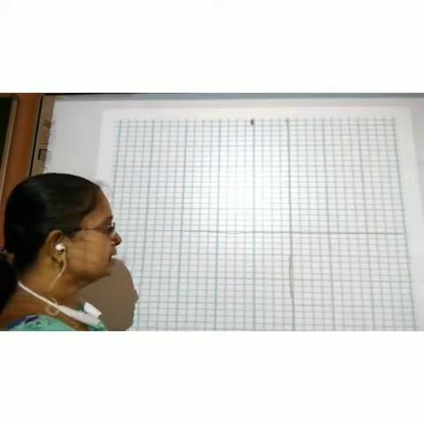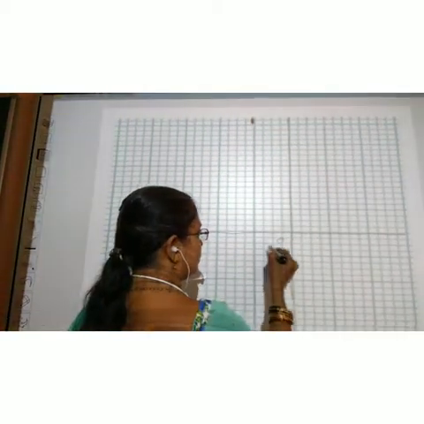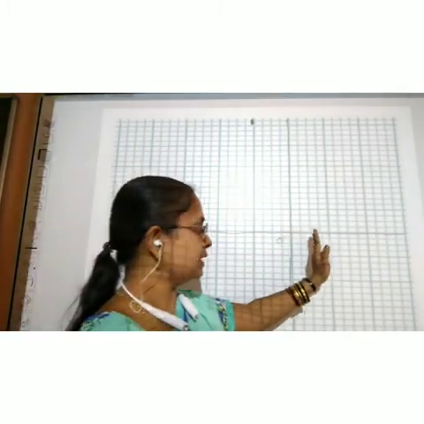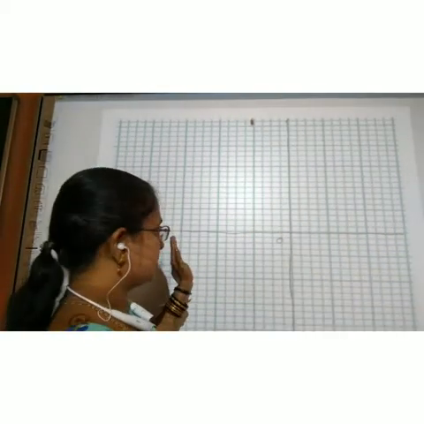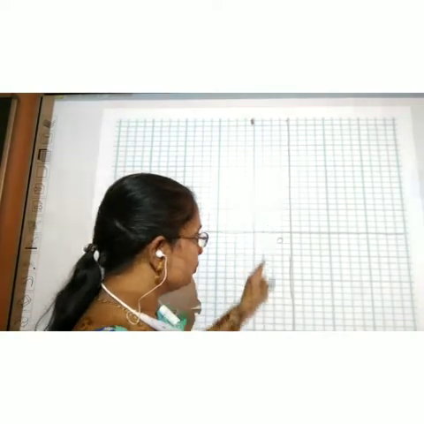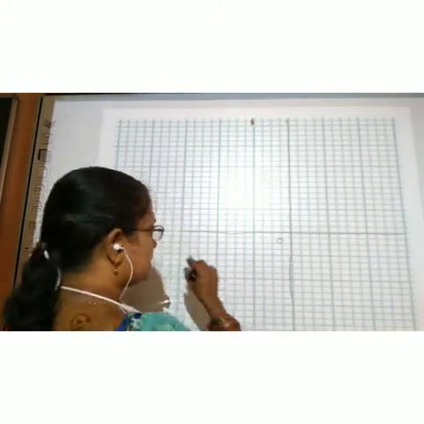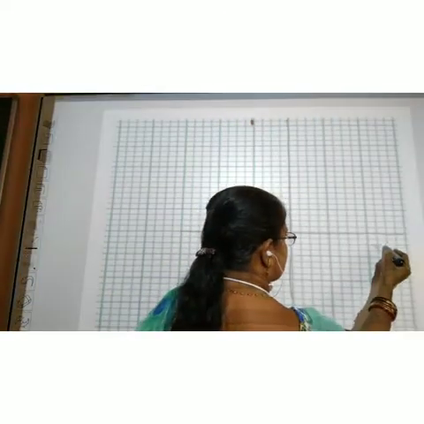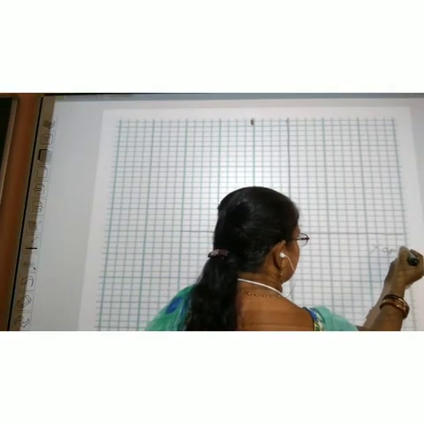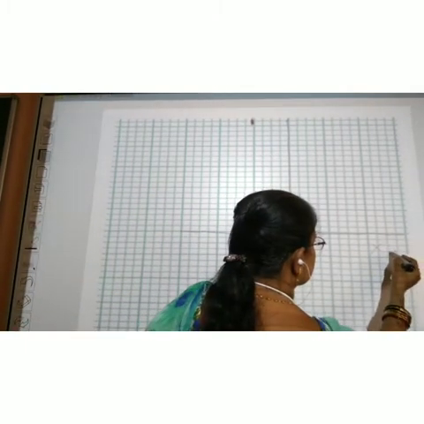Here the intersecting point is taken as the origin, and all the positive integers are represented on the right side and negatives on the left side. Here the two lines are known as the axes. The horizontal line is known as the x-axis.